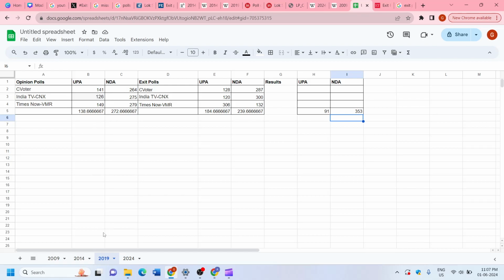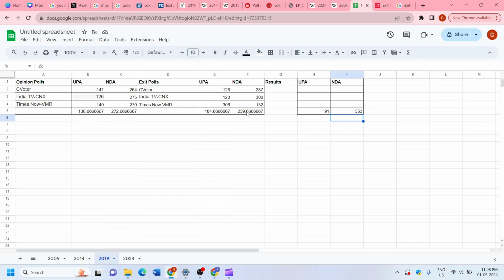Then in 2019, the C voter opinion poll gave 141 seats to UPA and 264 to NDA, and their exit poll gave 128 to UPA and 287 to the NDA. The final average was 138 to the UPA and 272 to the NDA in the opinion polls, and in the exit polls the average was 184 to the UPA and 239 to the NDA.